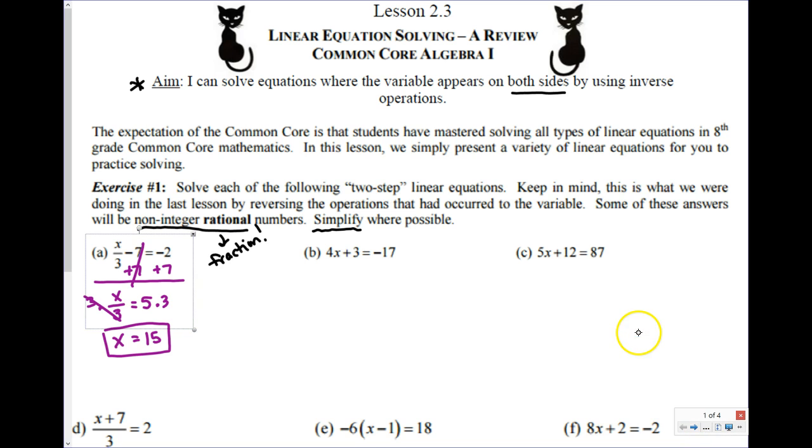Problem B. The first step, subtract 3 on both sides. I'm left with 4x equals negative 17 plus negative 3. If you want to put a little plus sign right there, this is negative 20. Use your calculator if you want to for your negative numbers. Then divide both sides by 4, and x equals negative 5.